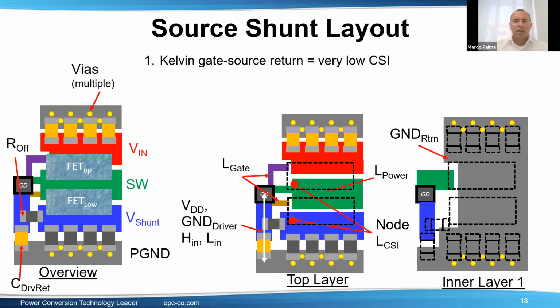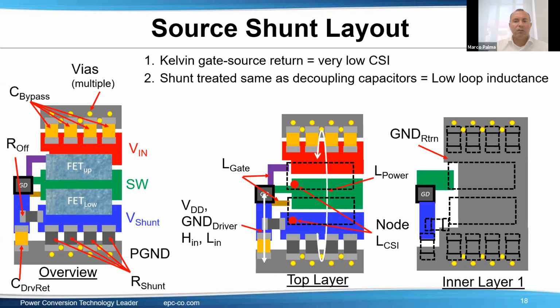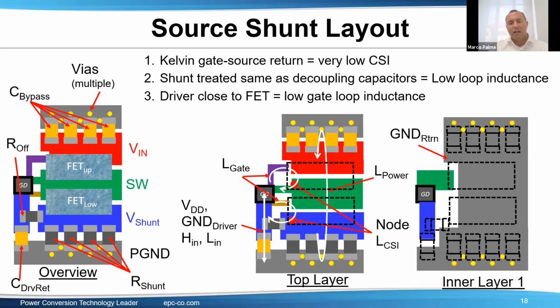So we now add the shunt next to the lower FET. Okay, and you see there are several in parallel, similar to the bypass capacitor. And they are put in a similar manner as the bypass capacitor. We can then route the gate signal to the driver position as close as possible to the FET. And lastly, the turn-off resistor and filter capacitor, if needed, can be placed next to the shunt and between the FET and driver to yield the lowest inductance.